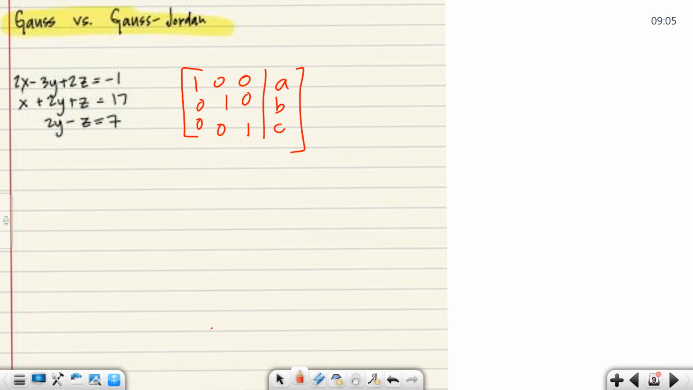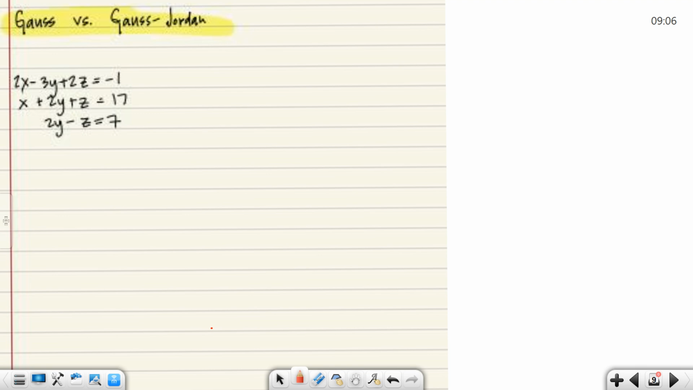Okay, that's what I'm trying to get to. And so my order of operations is I'm going to get a 1 here first, and then I'm going to get these zeros. And then I'm going to get a 1 here and use that 1 to get these 2 zeros. And I'm going to get a 1 here and use that to get those zeros. So that is my plan.